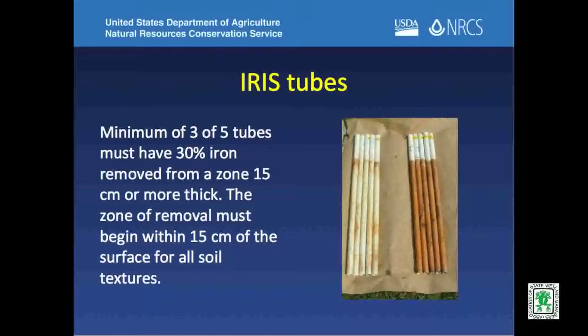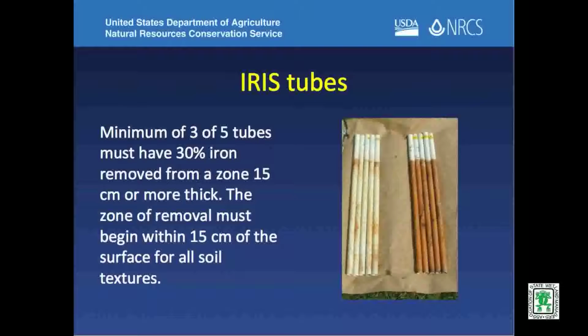If you choose to use iris tubes, you need 5 tubes. You can purchase them. There are companies that sell them commercially. You can also acquire the recipe for the paint and make them yourself. And you need a minimum of 5 tubes per site, and 3 of those 5 tubes must have 30% iron removed from a zone 15 centimeters or more thick, and the zone of removal must begin within 15 centimeters of the soil surface, regardless of soil texture.